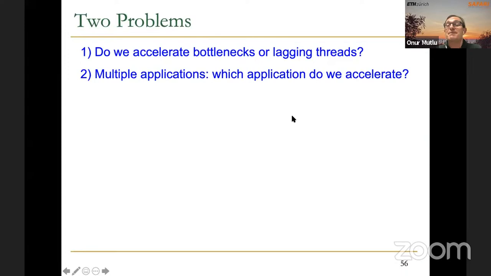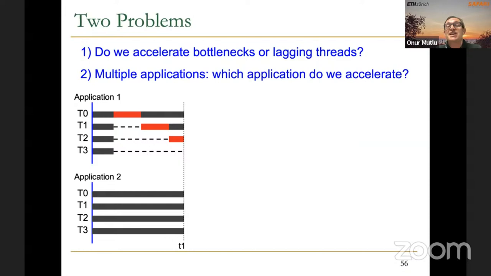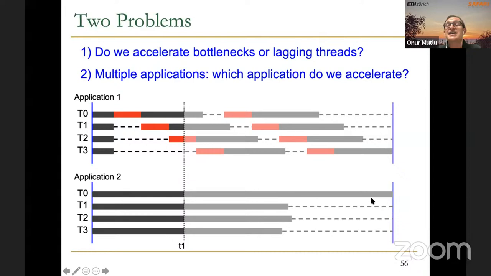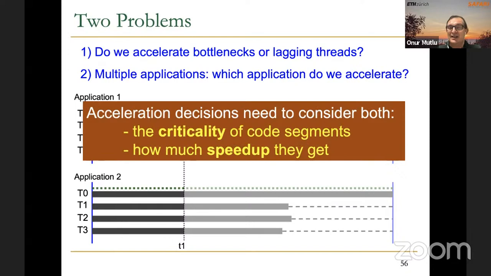So let's take a look at the multiple applications case. You have two different applications. Application one has some sort of bottlenecks. Application two has some lagging threads, let's say. And then the question becomes, which one do you accelerate? Do you accelerate this lagging thread or do you accelerate this critical section over here? If two applications have two different lagging threads, which one do you accelerate? So this becomes interesting, right?